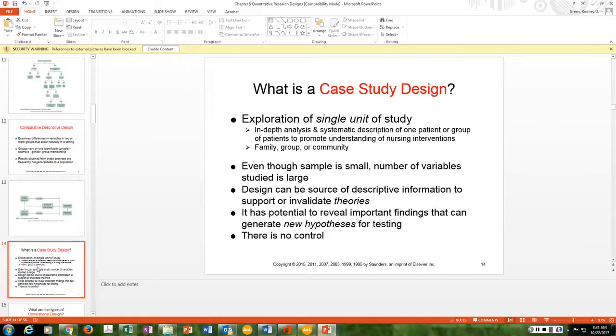All right, and the third type of descriptive study is a case study. And this is very interesting. It's an exploration of a single unit of study, but it's very in-depth. It's a very systematic description of one patient or group of patients to promote understanding of nursing interventions. Sample is small, but the number of variables is large. The design can be a source of descriptive information to either support or invalidate theories, and it has the potential to reveal important findings that will generate new hypotheses. No control.